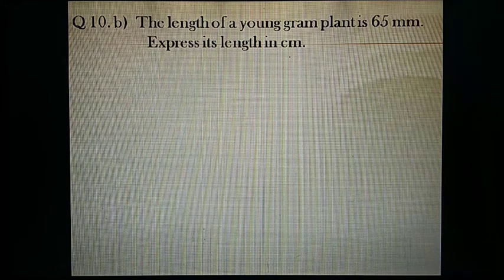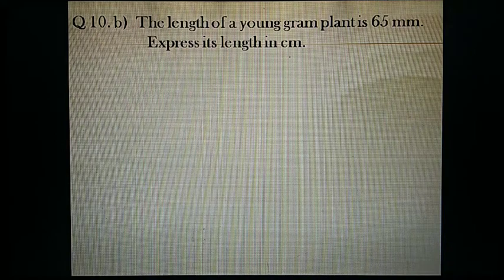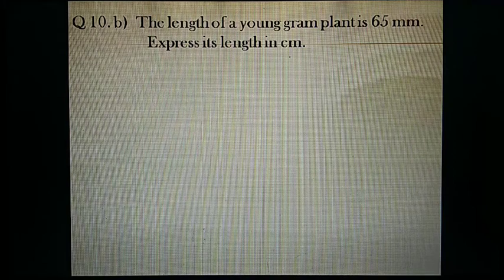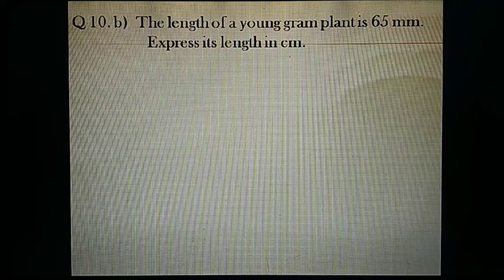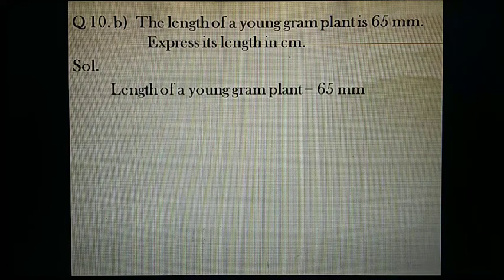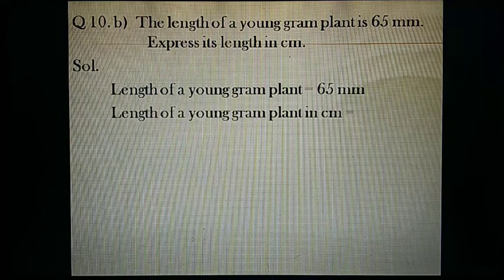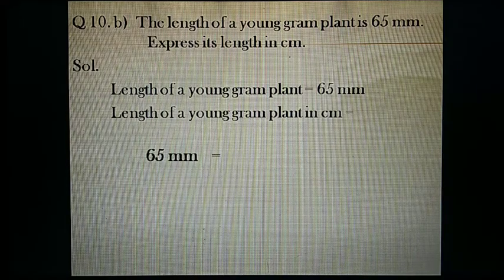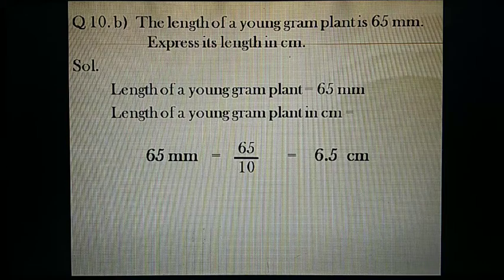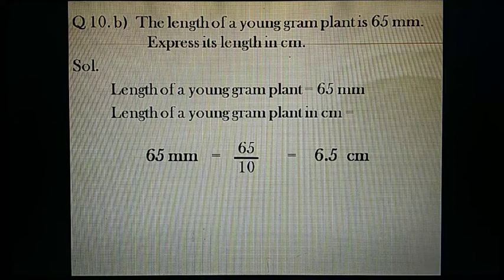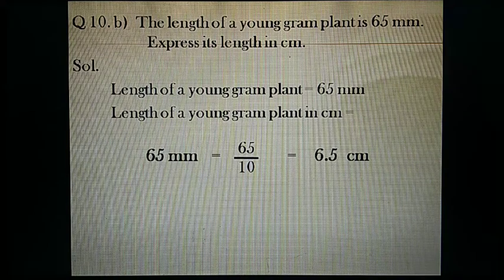Next, the length of a gram plant is 65 millimeter. Express its length in centimeter. Again, we have to convert millimeter into centimeter. The given value is in millimeter. To convert it into centimeter, we will divide the given value by 10. 10 in the denominator means 6.5. Numerator is 65. 10 in the denominator means the point will come after one digit from right.